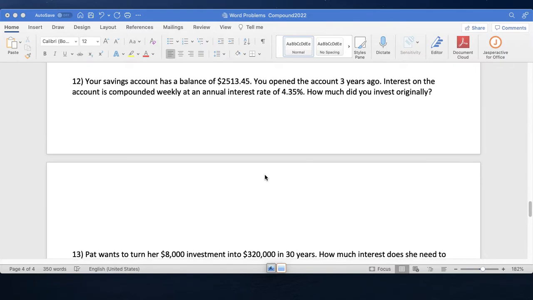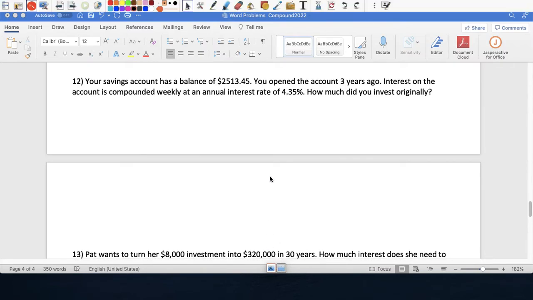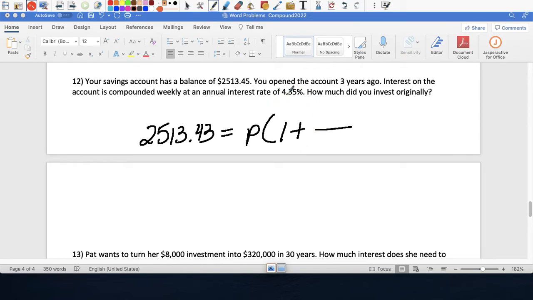Well, how much did you invest originally? Okay. So my bank account has this much showing, which is not that much, really. Principal, I have no idea. I opened the bank account 3 years ago, so it's 1 plus, what's the interest? It's compounded weekly, okay. Compounded weekly, annual interest rate of 4.35 or 0.0435.